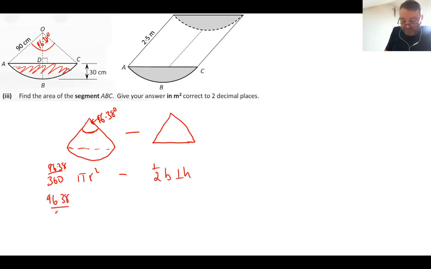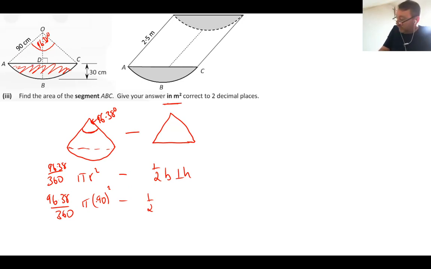96.38 over 360 pi times the radius squared. Now we know what the radius is. We've got 3 of them there to deal with. One is marked for us. It's 90 squared. Okay, but notice, give your answer in meters squared. So before we work, what we should really do is turn all of these centimeters into meters. So 90 centimeters would be 0.90 meters, minus a half the base.